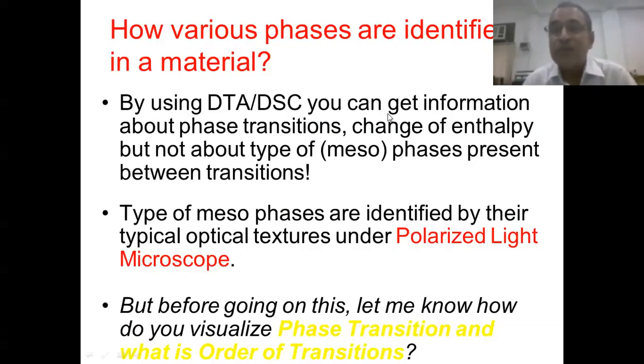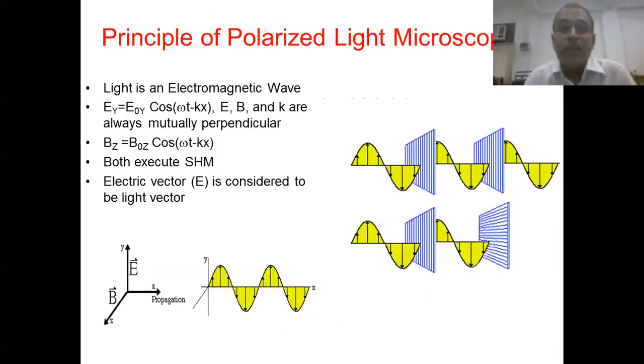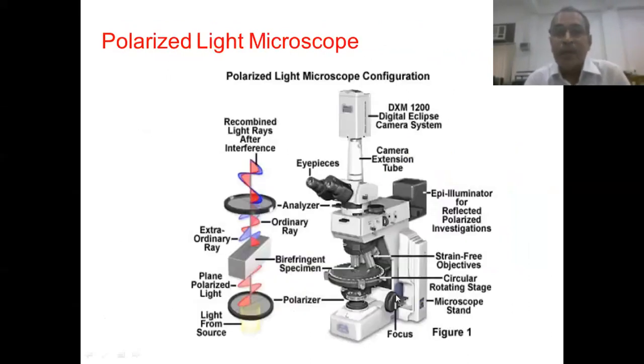What is a polarized light microscope? You know, light is an electromagnetic wave, and if you use a polarizer, you can make the polarization in a particular direction. If you use another polarizer, the analyzer, and if they are crossed, you can stop the passage of light. If the analyzer and polarizer are parallel, then light will pass, but if they are in cross position, light will not pass. This is the principle of the polarized light microscope. And this is the picture. Here is the polarizer, and here is the analyzer. In between, we keep the liquid crystalline material.